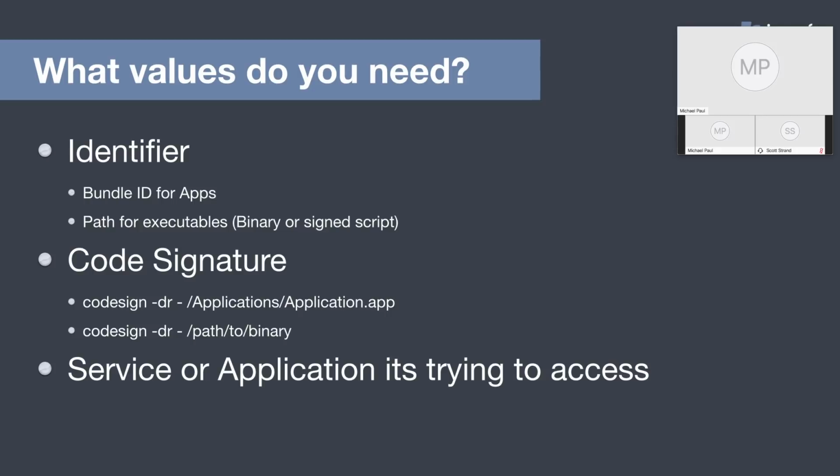What are we actually whitelisting? For applications, we're going to get the bundle ID. If it's an executable, whether that's a binary or a signed script, we need the path. We also need the code signature.